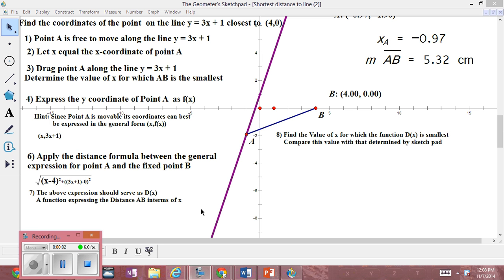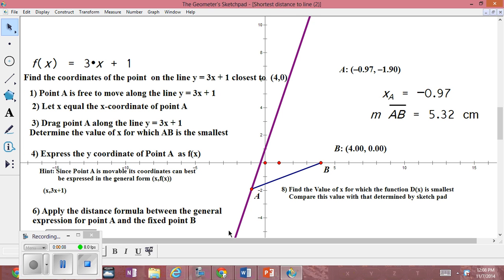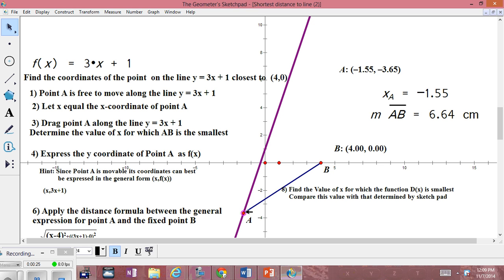I've got to look at a couple more of these optimization problems. Okay, so here's one. It's one of the ones in your book there. The issue is this. We have the point here at 4, 0, and that point is fixed as point B, and we have a point A on the line y equals 3x plus 1.